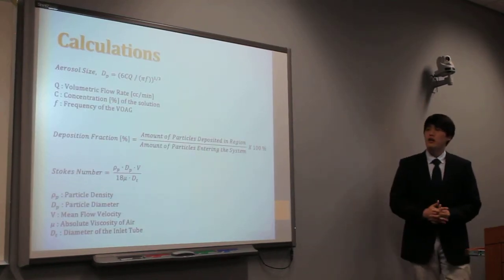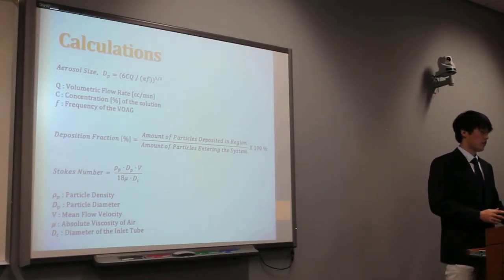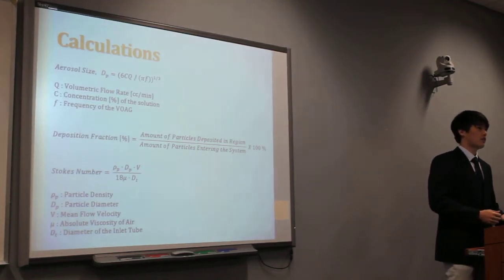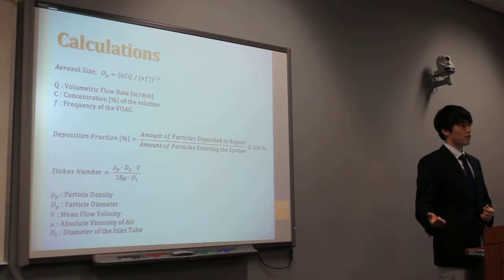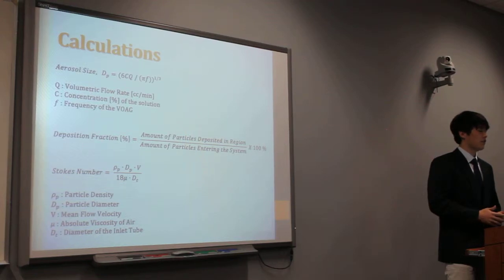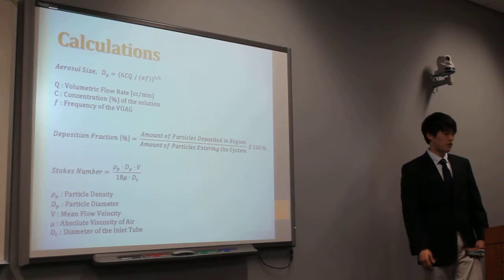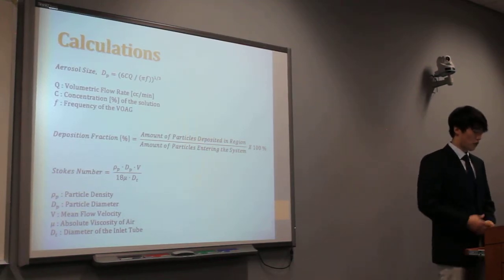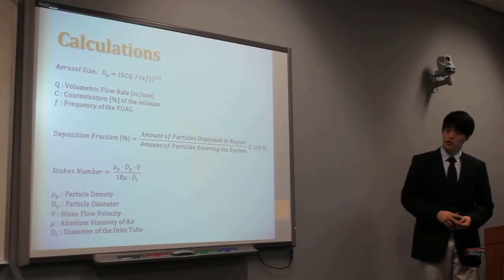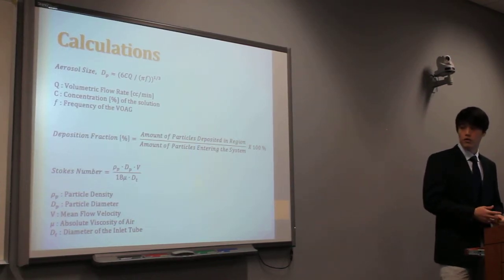And this shows the 3 main equations we use for our research. The first one is the equation for the aerosol size to compare the experimental aerosol size to the reading from the particle spectrometer. And the second equation is the deposition fraction to compare how much in percent deposited over a certain region. And the third one is the Stokes number. The Stokes number is a dimensionless number corresponding to the behavior of the particles suspended in a fluid flow.